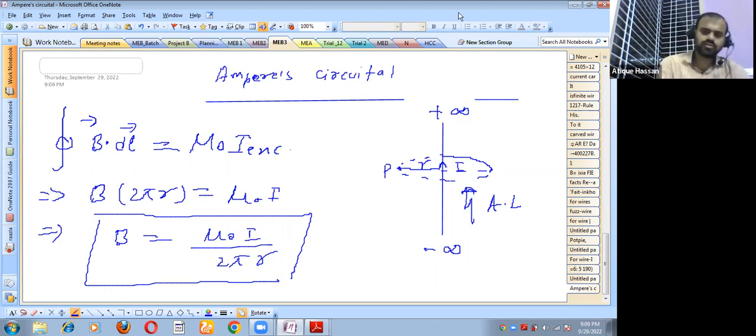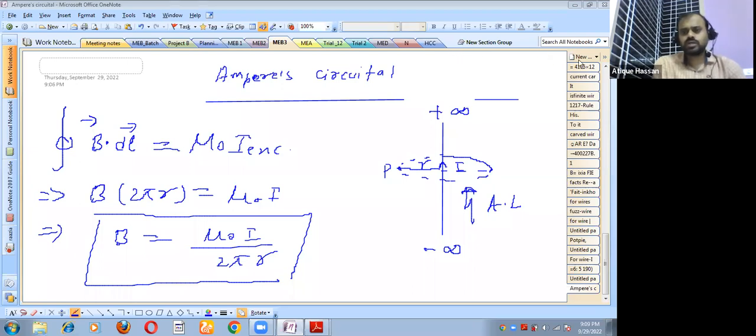So I think all of you are aware of that. Magnetic field due to a current carrying wire is mu naught I by 2 pi r, right? Maimuna, Kulsum, both of you know, right? Magnetic field due to a current carrying wire is mu naught I by 2 pi r.